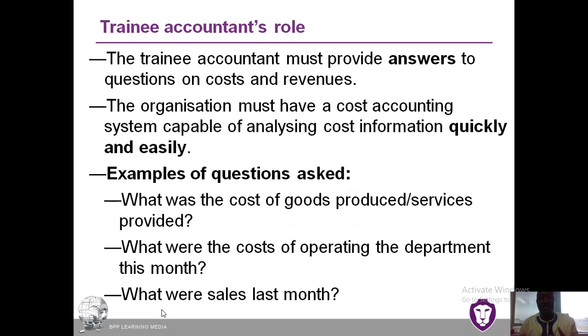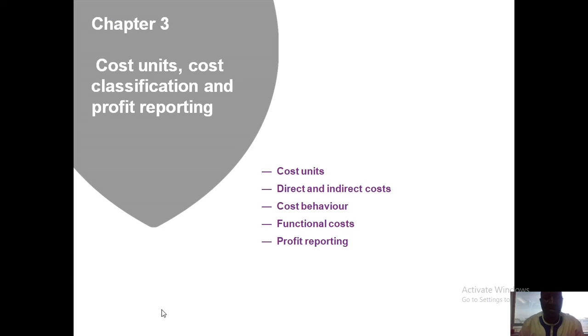So that brings us to the end of this session number 2, chapter number 2, introduction to management information. In our next chapter, chapter 3, we'll be looking at cost classifications. That's the cost unit, cost classification, and profit reporting. There is a video that is already on YouTube talking about cost classification. You can make the best use of that video.